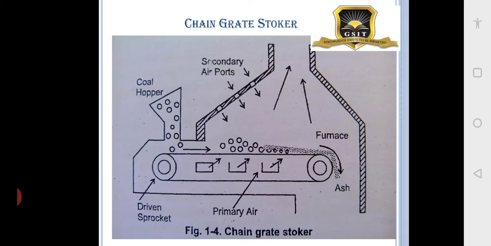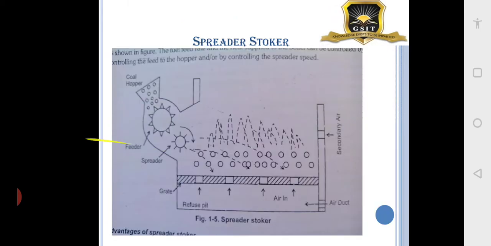So bottom primary air is supplied, and from the top you can see the slots are meant for secondary air to ensure that the CO is completely burnt into CO2. So these are very simple things.